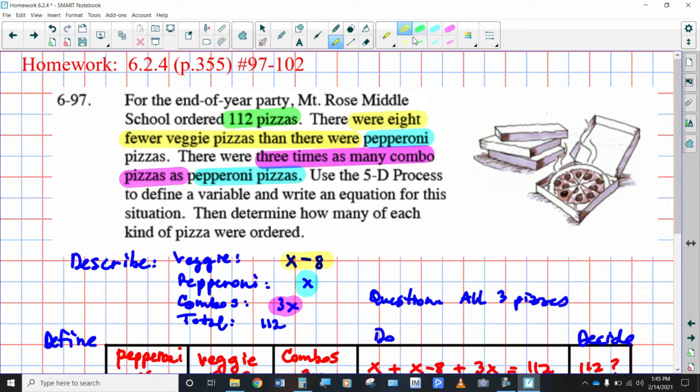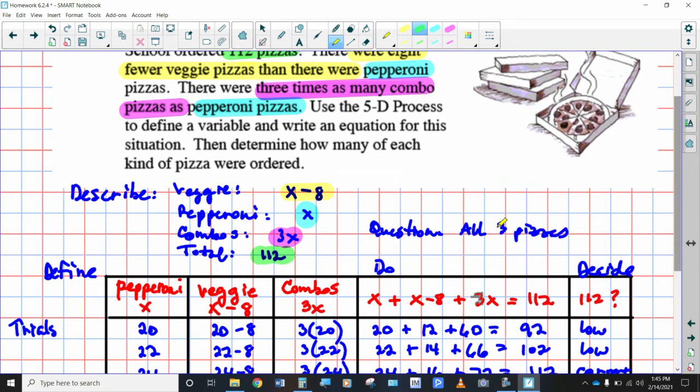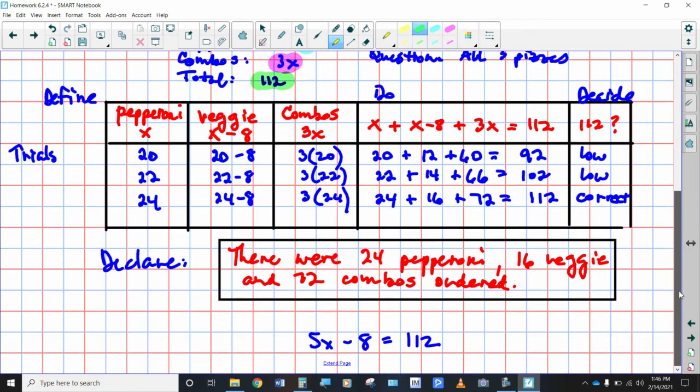The total was 112. Okay, so in our describe portion, we are going to include the definitions, and I also wrote down the question is they want us to determine how many of each kind of pizza. So when we declare our answer, make sure that we say the number for all 3 kinds. Okay, so if we wanted to solve this using the table, you can just make up a number for pepperoni pizzas, triple it for the combos, and take away 8 for the veggies, and then add those numbers together and try and get a total of 112. Well, that's too low, that's too low. This is the winning combination right there.